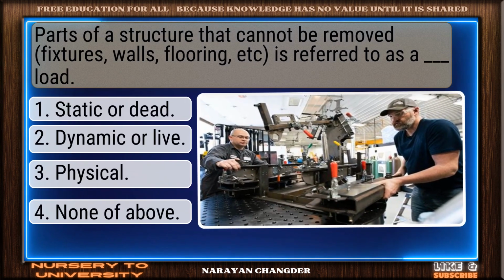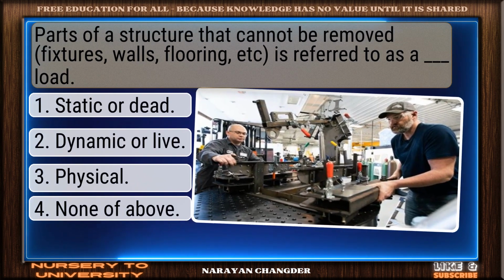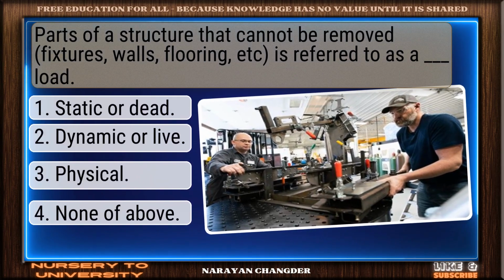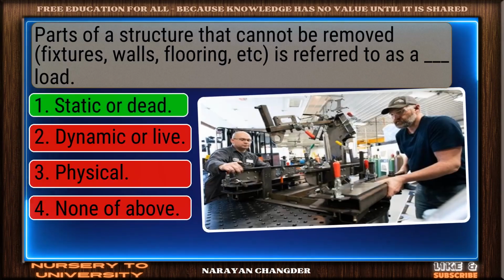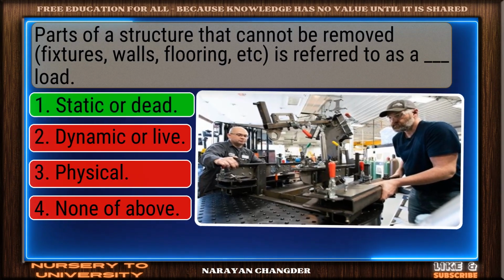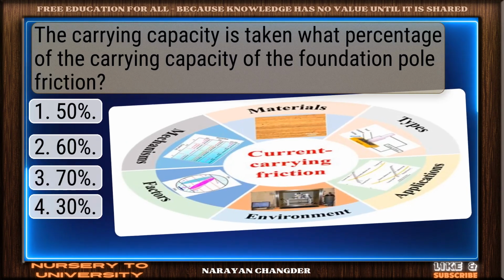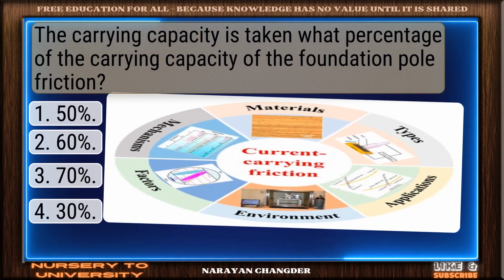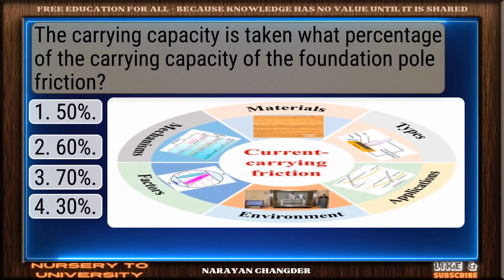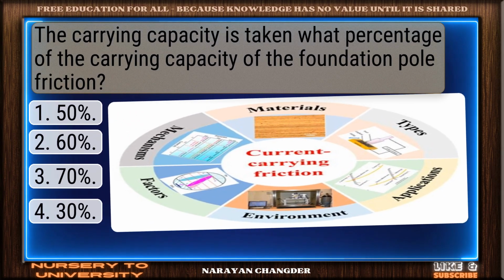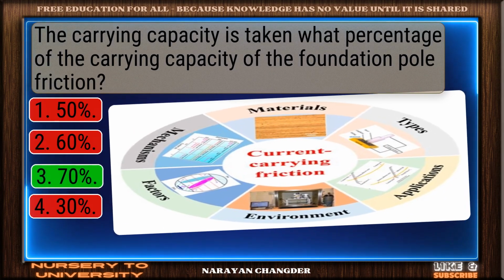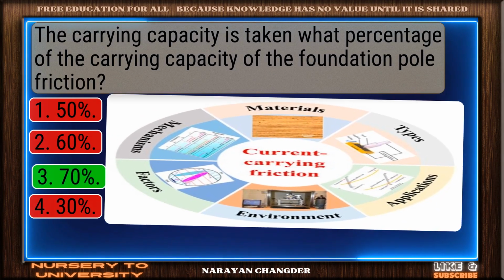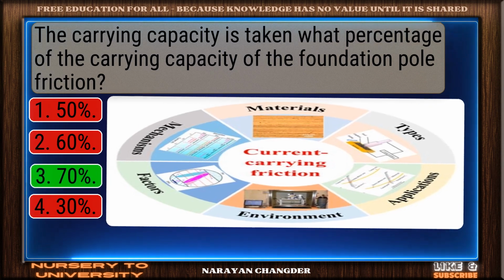Parts of a structure that cannot be removed is referred to as a dash load. You're right. Static or dead is the correct answer. The carrying capacity is taken what percentage of the carrying capacity of the foundation pole friction? Good thinking. 70% is the right answer.